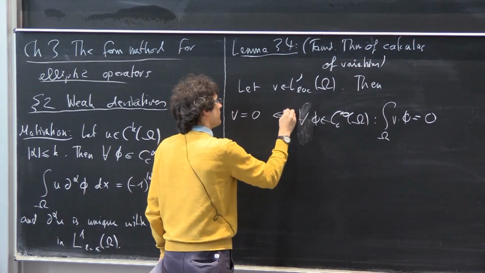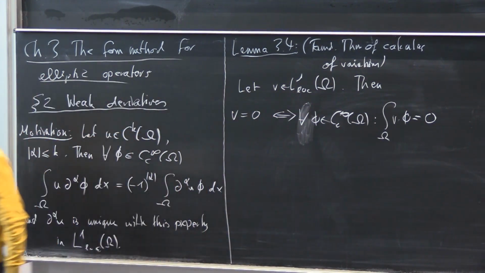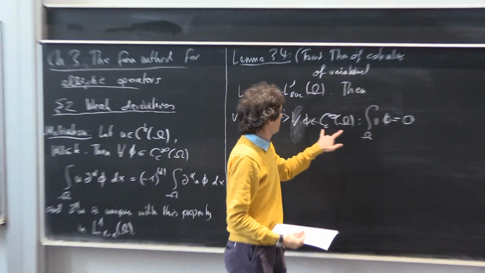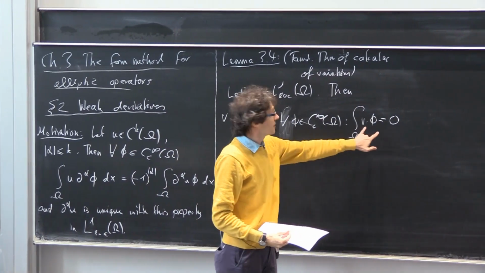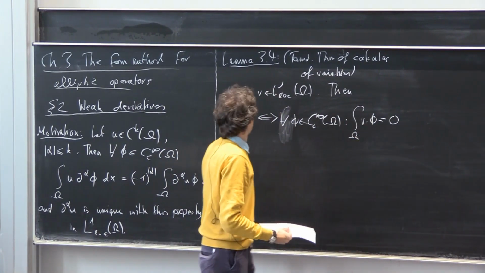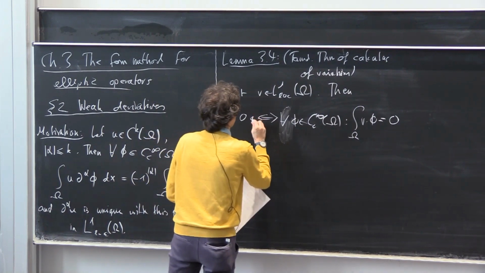Obviously you have the other direction: if v is 0, all these integrals are 0. That's the boring direction. The interesting one is going from right to left. Whenever you know that all these integrals vanish, then v has to vanish almost everywhere. It's an L1 loc function.